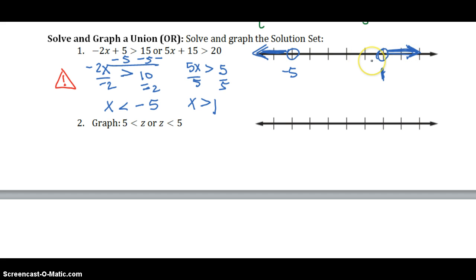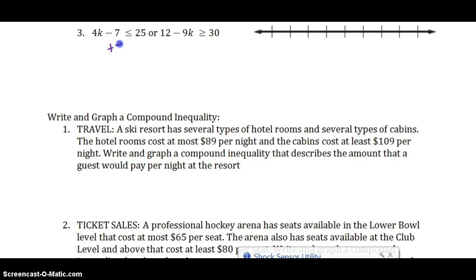It will not overlap. So to write this solution in set builder notation, it'll be x such that x is less than -5 or x is greater than 1. So you will actually write the word or because you cannot write them joined together. I'm going to leave number 2 for you to try on your own. Okay, I'm going to try to work through number 3 with you fairly quickly.